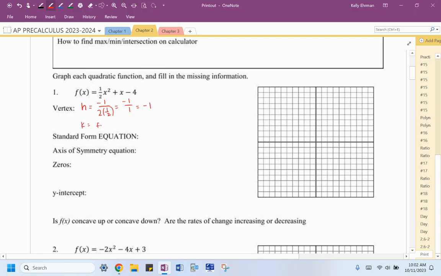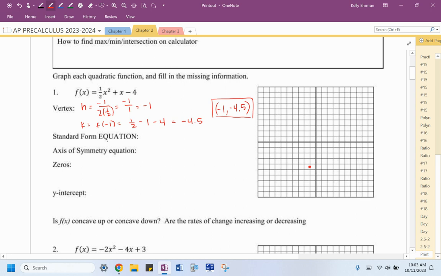k is f of negative 1. So 1/2 times negative 1 squared plus negative 1 minus 4. 1/2 minus 1 is negative 1/2. Negative 1/2 minus 4 is negative 4.5. You could make that negative 9 over 2, but it doesn't really matter. I think when you're graphing points, it's better to think of the mixed number version because you're more likely to plot it accurately. So we can plot the vertex, negative 1, negative 4 and a half. So right here roughly.